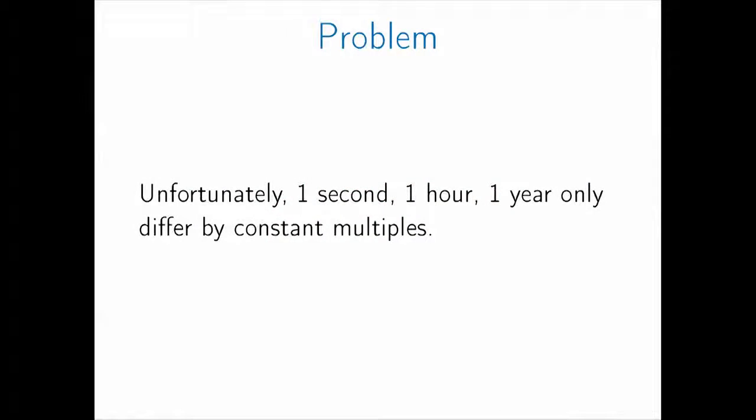Of course, there's a problem with this idea if you look at it by itself: if you have runtimes of 1 second or 1 hour or 1 year, these only differ by constant multiples. A year is just something like 30 million seconds, and so if you don't care about factors of 30 million, you can't tell the difference between a runtime of a second and a runtime of a year. How do we get around this problem?